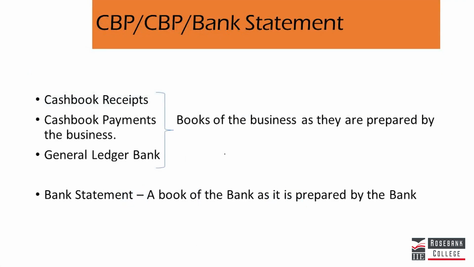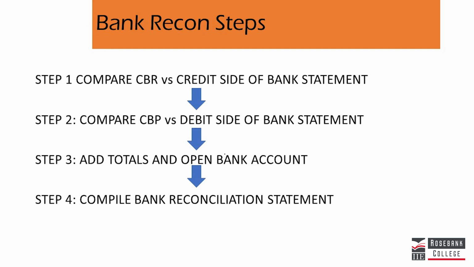There are a few steps to follow in order to successfully balance off the bank reconciliation statement and ensure that the business has the same records as the bank. Remember that cash book receipts and cash book payments are books prepared by the business, while the bank statement is prepared by the bank. In order to start the process of reconciling, we have to compare the books of the business with the bank statement so that we confirm if all entries appear on both the bank statement and books of the business. Step 1.